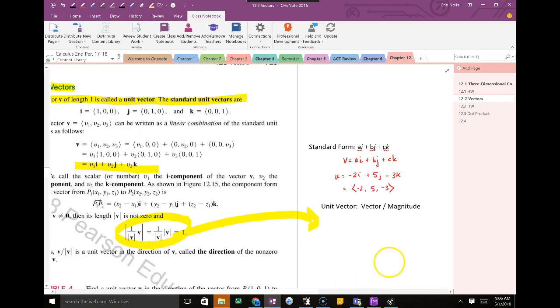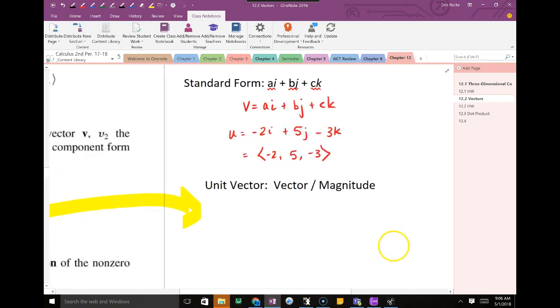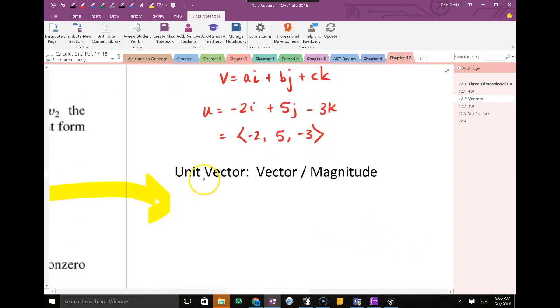Okay, the last thing that we're going to talk about, this is it, is a unit vector. The first thing that you need to understand is what a unit vector is. You guys still with me? I'm almost done. That's actually the formula for finding the magnitude of a vector. But just so you know, a unit vector. Okay, so a unit vector.